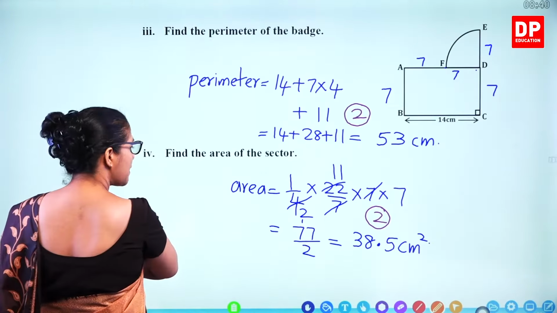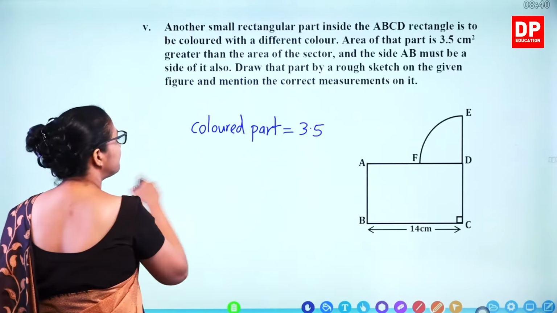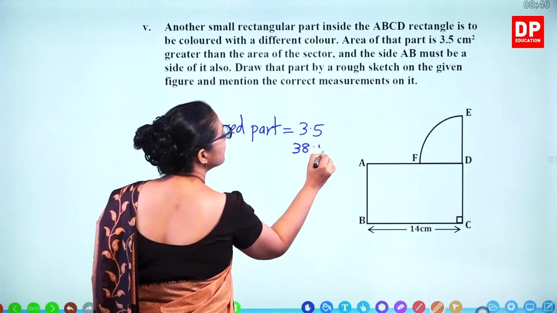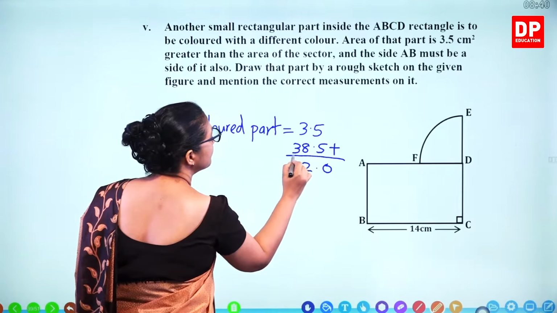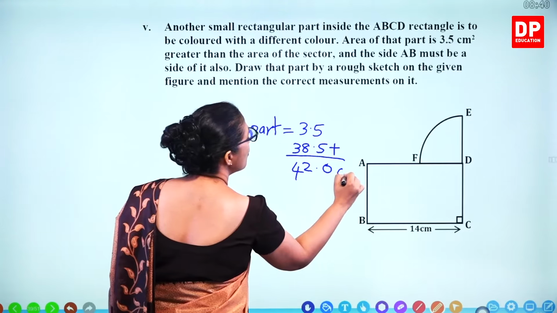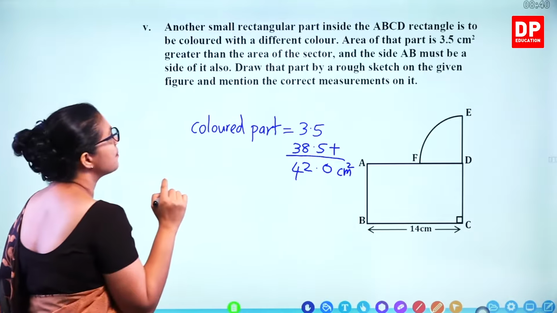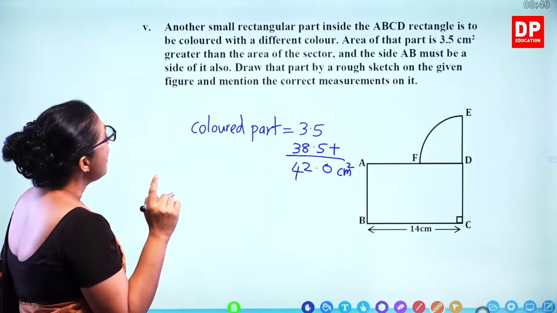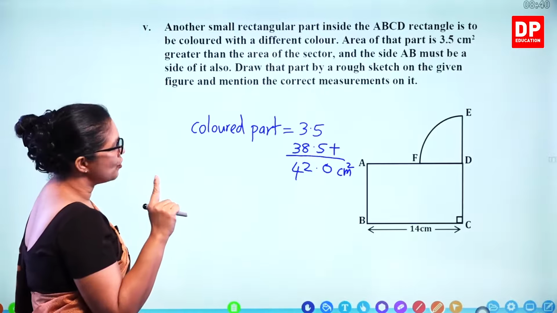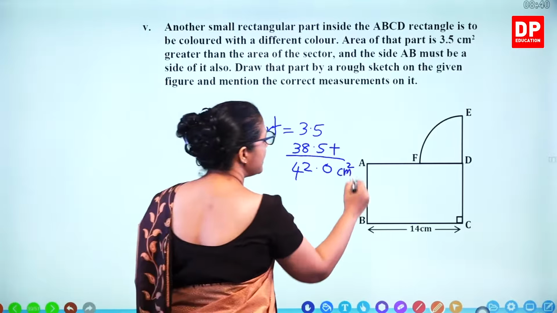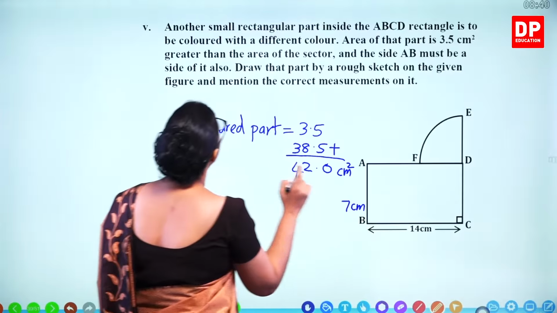What's the area of the sector? We found 38.5. So you get 42 square centimeters. And it says the side AB must be a side of it also. What's that side? 7 centimeters.